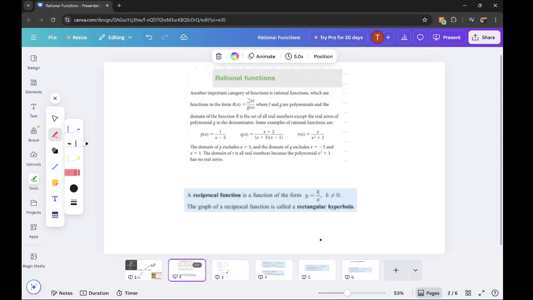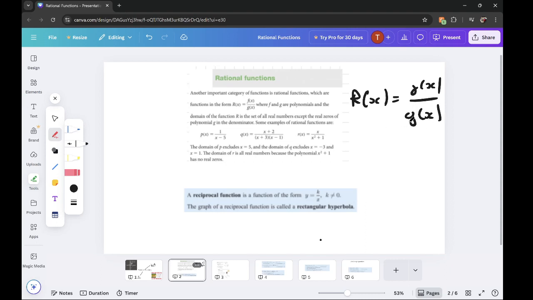Another important category of functions is rational functions, which are functions in the form of r of x is equal to f of x over g of x. This is how rational functions are represented, and f of x and g of x are polynomials. The domain of r, that means every single possible value of x that r can have, is set by this g of x. And it'll make more sense once I go into an example.